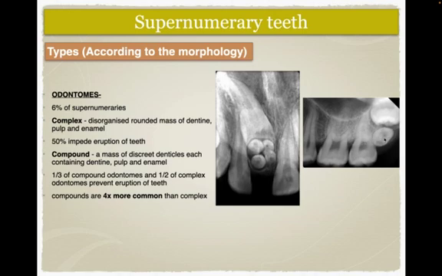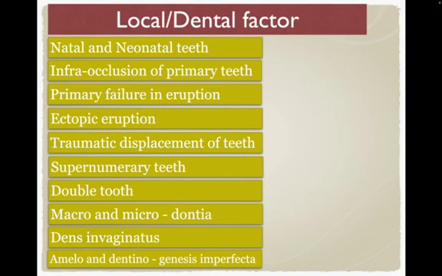Now, complex supernumerary are more commonly causing impaction. In 50% of the cases, they cause impaction of the teeth, while the compound are less likely to cause impaction, about 1/3 of the cases with compound will have an impaction. Still high, but it's less than the complex one. Luckily, the compound are 4 times more common than the complex odontome.